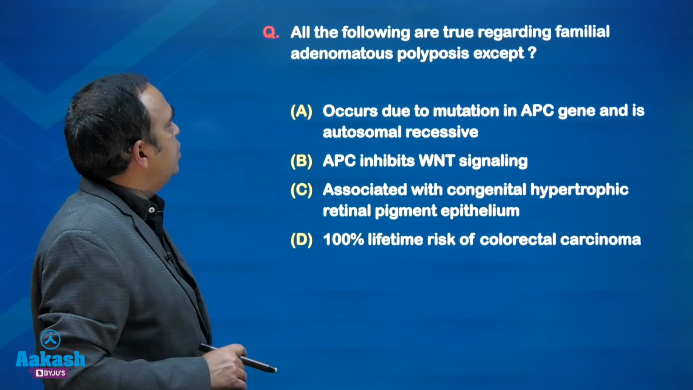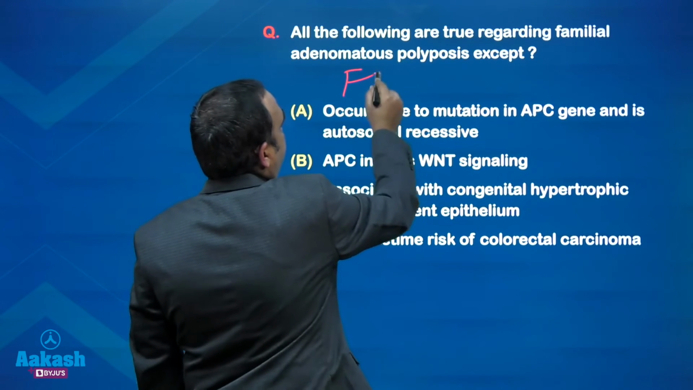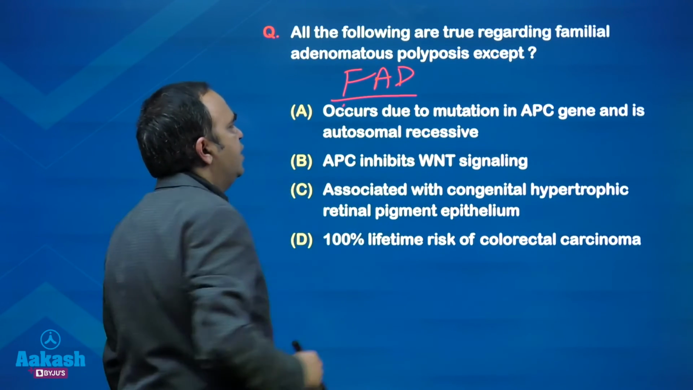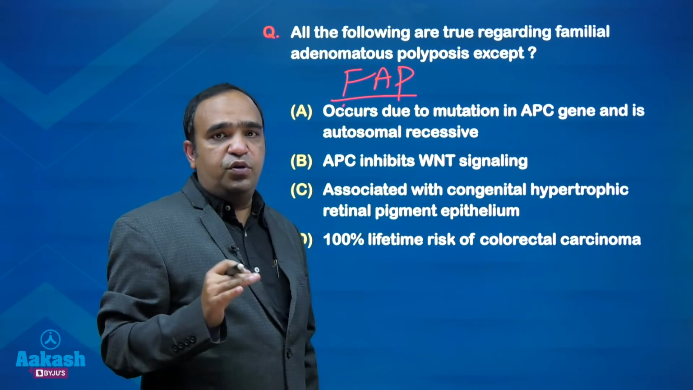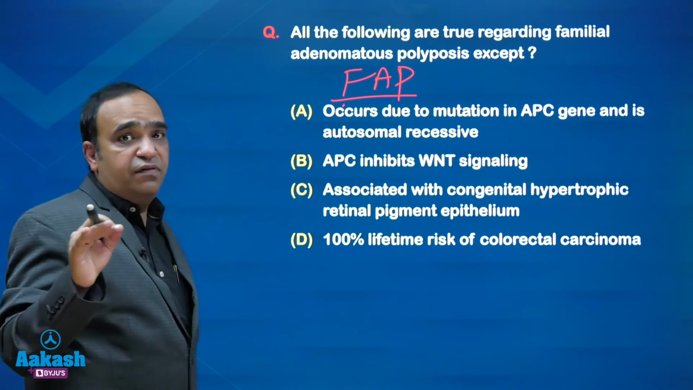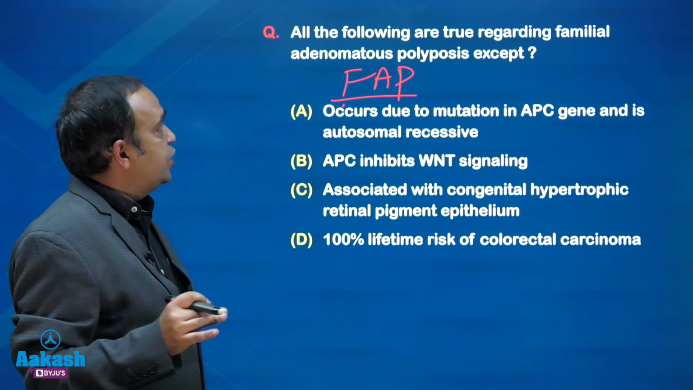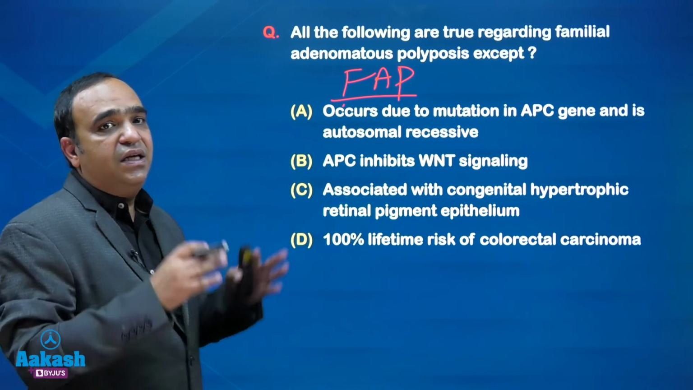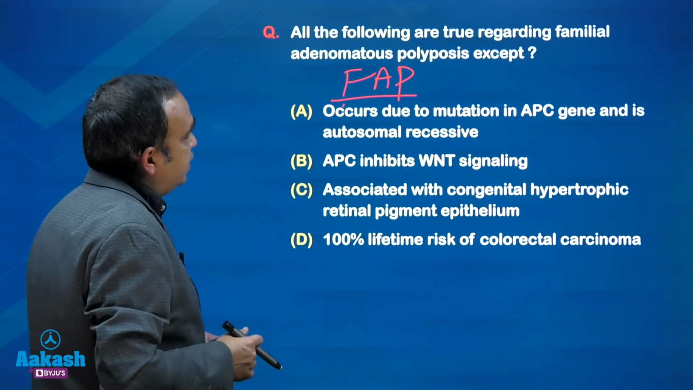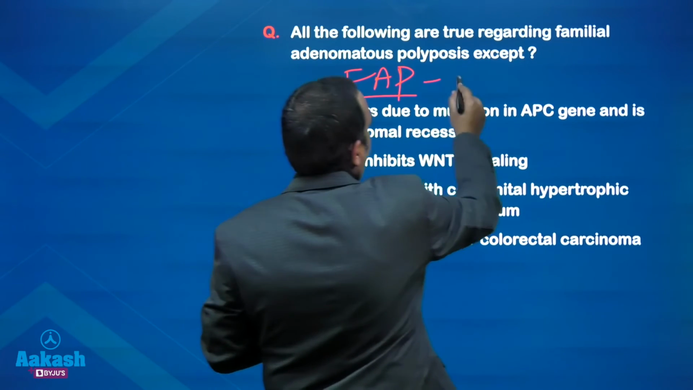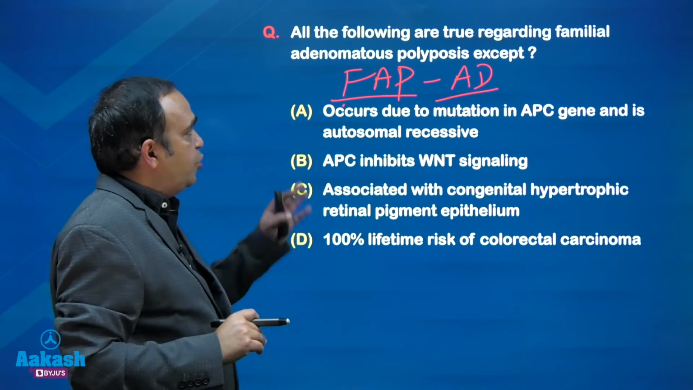Okay, all of the following are true regarding familial adenomatous, again a very important topic. Familial adenomatous polyposis, which is the hereditary form of colorectal cancers. The other one is HNPCC, that is hereditary non-polyposis colorectal cancer. So adenomas are seen, there is 100% lifetime risk of colorectal cancers. Now this is autosomal dominant, both of them, HNPCC and FAP, they are autosomal dominant disorders.